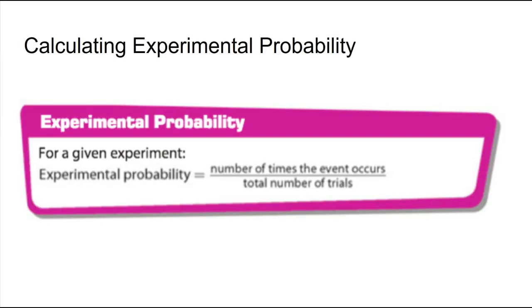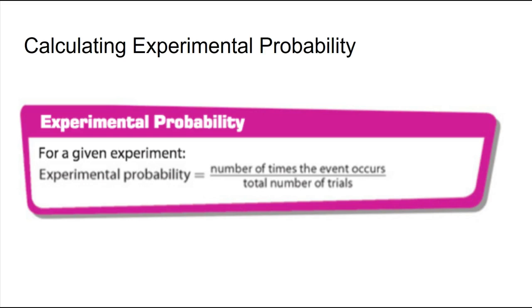So this is our formula for a given experiment. We can find the experimental probability by putting the number of times the event occurs over the total number of trials. So if I'm going to find the experimental probability, and let's say I want to find out how many times I roll a 2, I roll a die 100 times, and I get a 2 10 of those times, then my experimental probability is 10 out of 100, or 1/10. It's pretty easy to find.